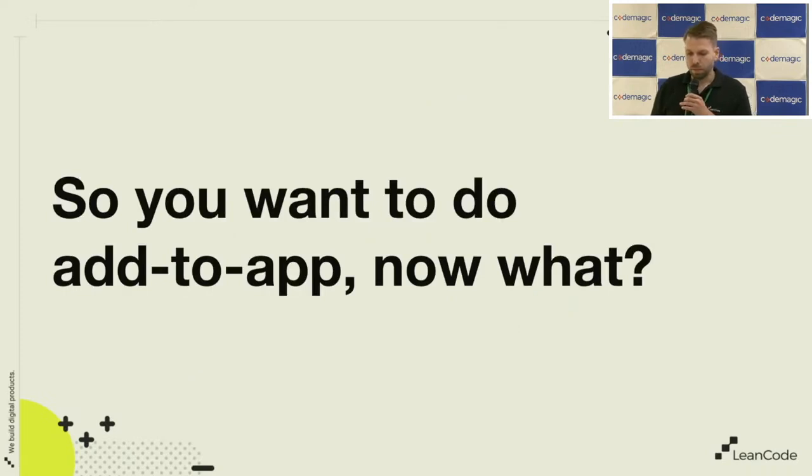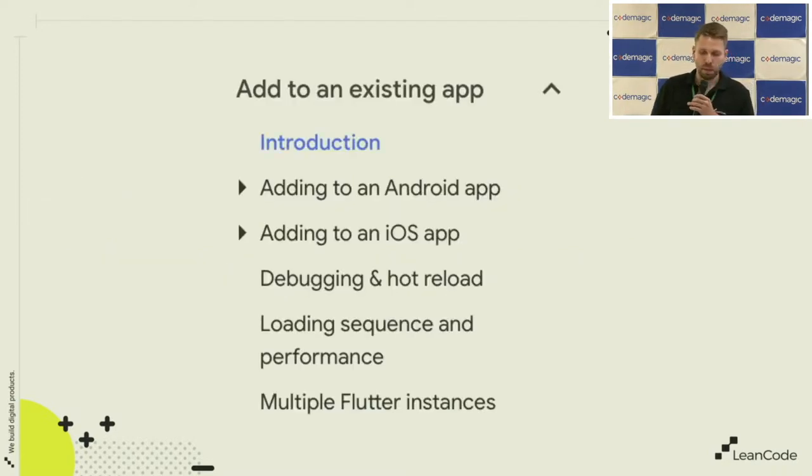So now we know that we want to do Add to App. How do we actually go about it? There is some documentation. It's not very extensive. It has improved since we used it. Generally, for a simple app, it will work. You have everything you need to run a counter app, for example, in some native application.